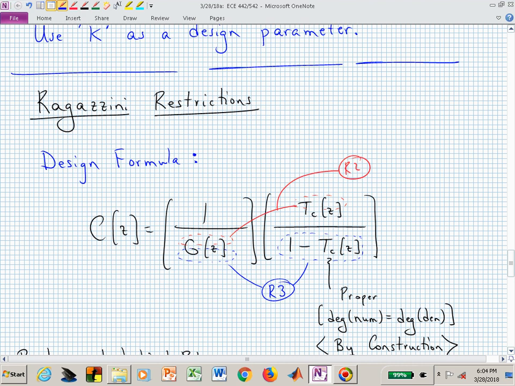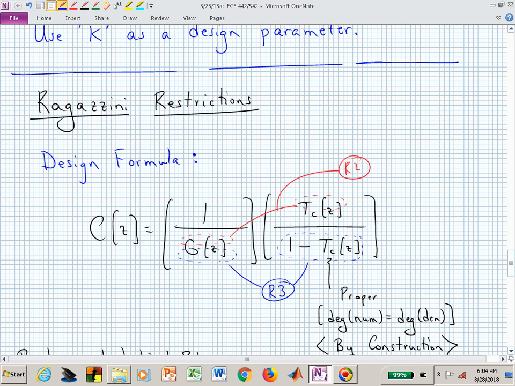Creating this controller transfer function, capital C of z, is done by taking 1 over g of z. What's that doing? That's really inverting the plant. That's like saying, if the plant was 5, I could multiply that by 1 over 5, and now I would have basically a clean 1 gain between the input and the output. And then I can ask, what do I need to do to achieve my closed loop behavior? I now need to scale that by t sub c over 1 minus t sub c. And that would give me my desired closed loop transfer function.